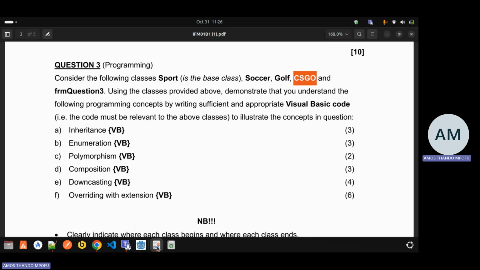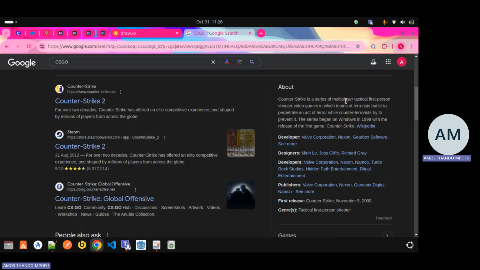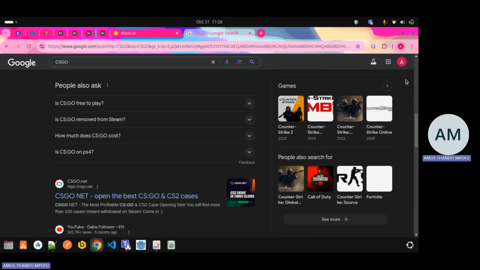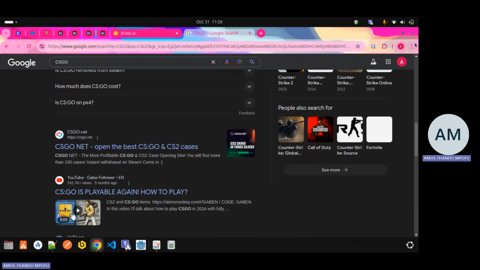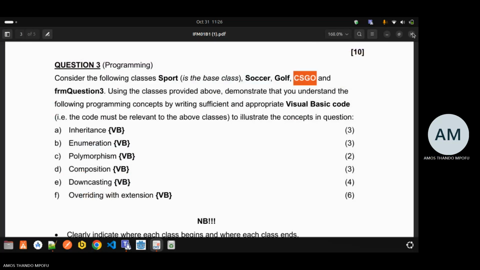What is CSGO? Yeah, I don't know what that is. I don't know what CSGO is. Is it actually a game? Yeah, I don't know. Okay, I see. I think all these three classes are different types of sports. Yeah, I think that's the case.